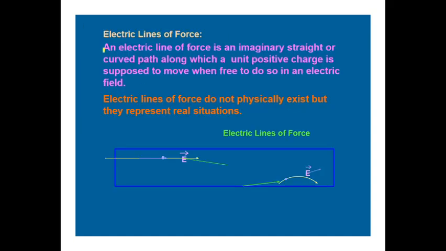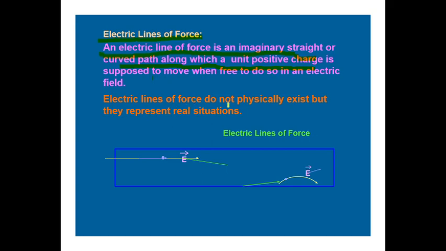Then electric line of force. Electric line of force is the imaginary straight or curved path along which a unit positive charge is supposed to move when it is free to do so in an electric field. Suppose a unit positive test charge is placed in an electric field, then it will follow the path. It is positive, so it will go toward the negative terminal of the electric field. So an electric line of force is an imaginary straight or curved path along which a unit positive charge is supposed to move when it is free to do so in an electric field.